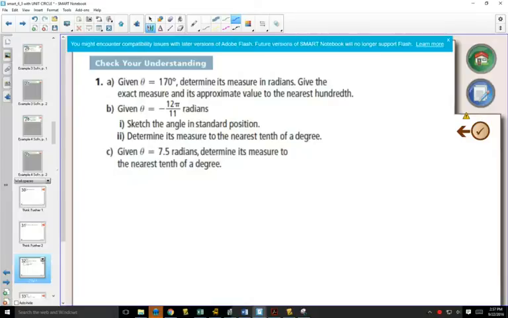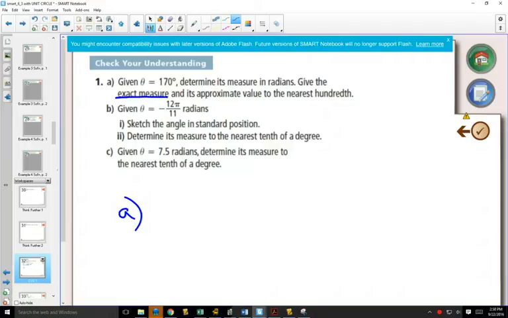So a lot of the questions in this unit, since you're working with radians for the first time, you're going to start by just seeing, can you convert from one thing to the other? Can you change from radians to degrees, from degrees to radians? So in part A, you've got 170 degrees. You want to change it to radians. It says write it as an exact measure.